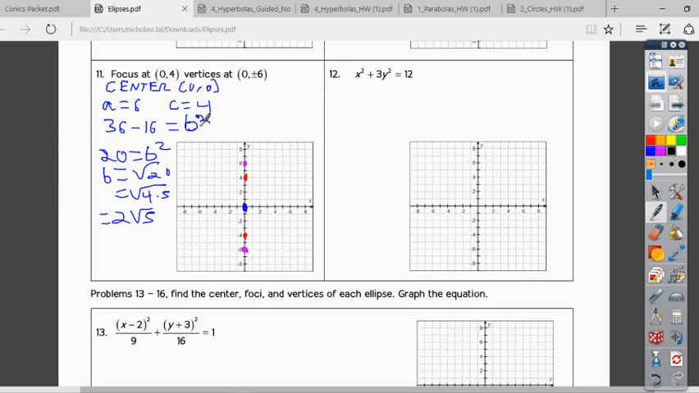You would have co-vertices at 2 root 5, 0 and negative 2 root 5, 0. So it'd be somewhere around here and somewhere around here. 2 root 5 is approximately 4, and then we draw our vertical ellipse.